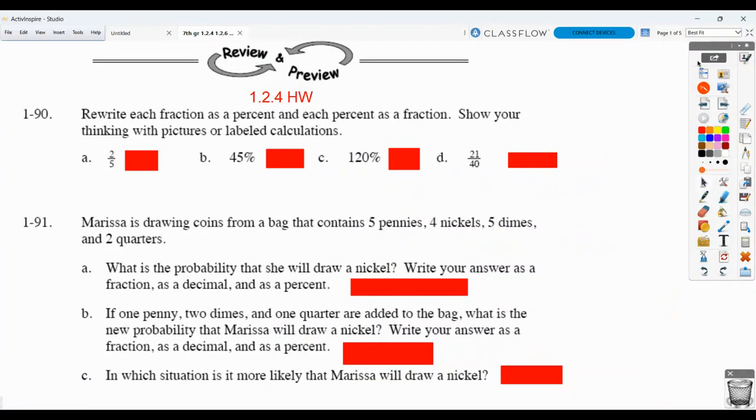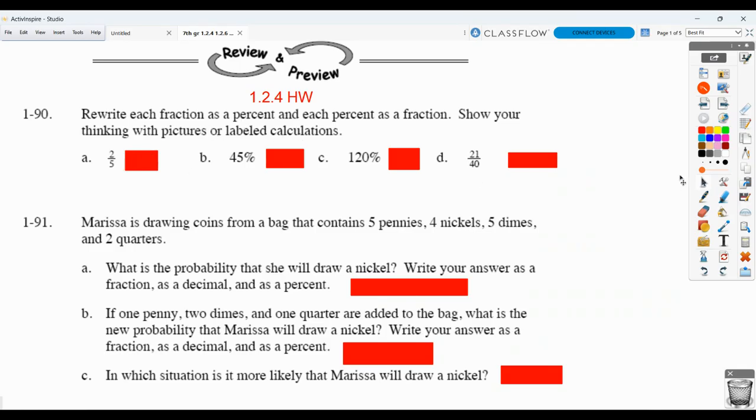This video is to allow you to correct your homework for section 1.2.4. So for 190, you need to rewrite the fractions as a percent and the percents as fractions. And of course, when we say to rewrite them as fractions, we mean in simplified form. Make sure you show your thinking with pictures or labeled calculations.